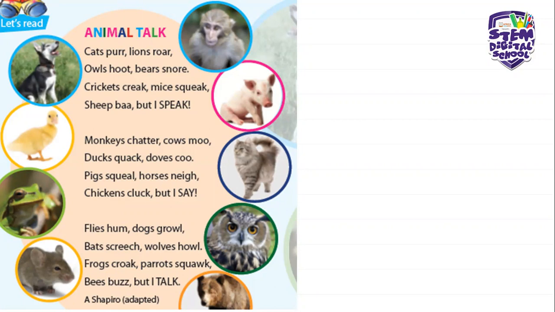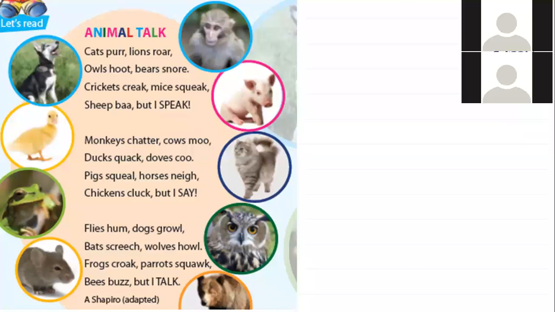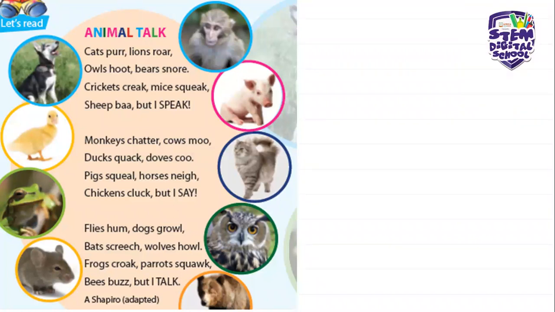Animal talk. Cats purr, lions roar. Owls hoot, bears snore. Crickets creak, mice squeak. Sheep bark, but I speak. Monkeys chatter, cows moo. Ducks quack, doves coo. Pigs squeal, horses neigh. Chickens cluck, but I say. Flies hum, dogs growl. Bats screech, wolves howl. Frogs croak, parrots squawk. Bees buzz, but I talk.